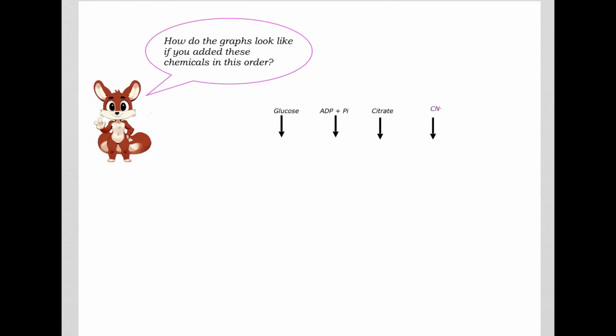So what do you think the graphs would look like if you added these chemicals in this order: glucose, ADP, Pi, citrate, and cyanide? You can pause the video now and try it yourself, and we'll look at the answer in a few seconds.